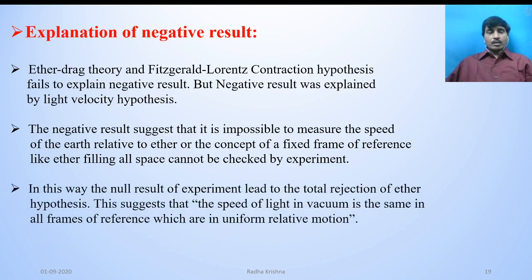In this way, the null result experiment led to the total rejection of the ether hypothesis. They suggest that the speed of light in vacuum is the same in all frames of reference which are in uniform relative motion.